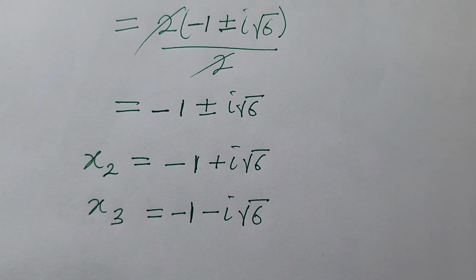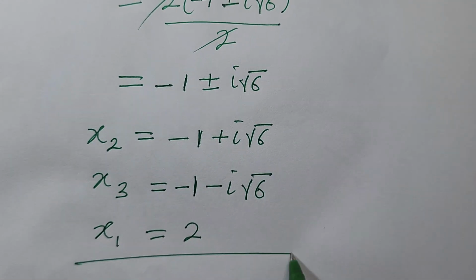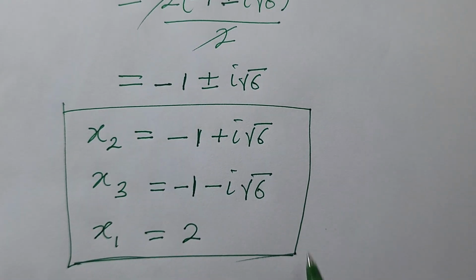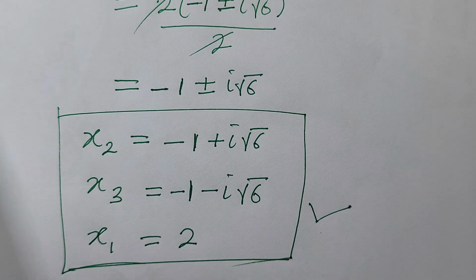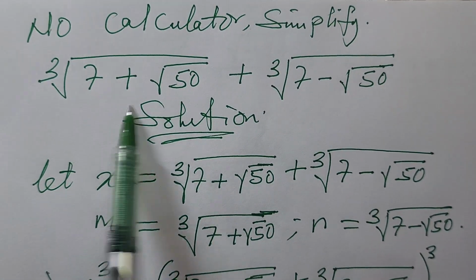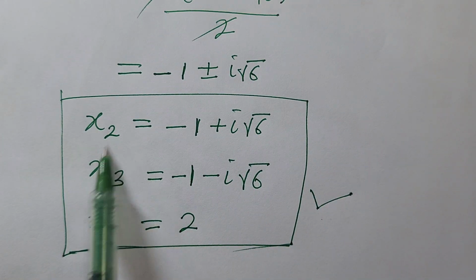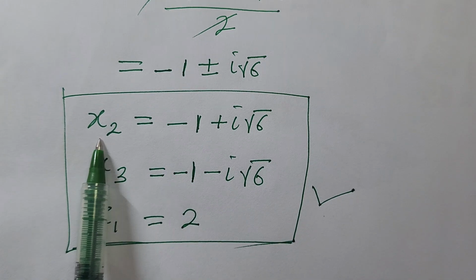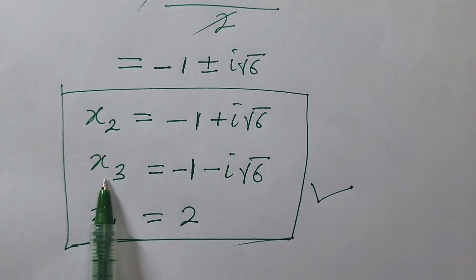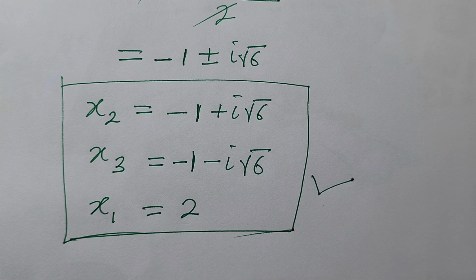Remember, we solved for our x1 already. Our x1 we solved for is just 2. So these are the possible answers we can have from the simplification of the original radical equation. If you simplify this, you're going to have either x1, which is 2, or x2, which is minus 1 plus i root 6, or x3, which is equal to minus 1 minus i root 6. Okay, although tough, we finally got the solution to this challenge.